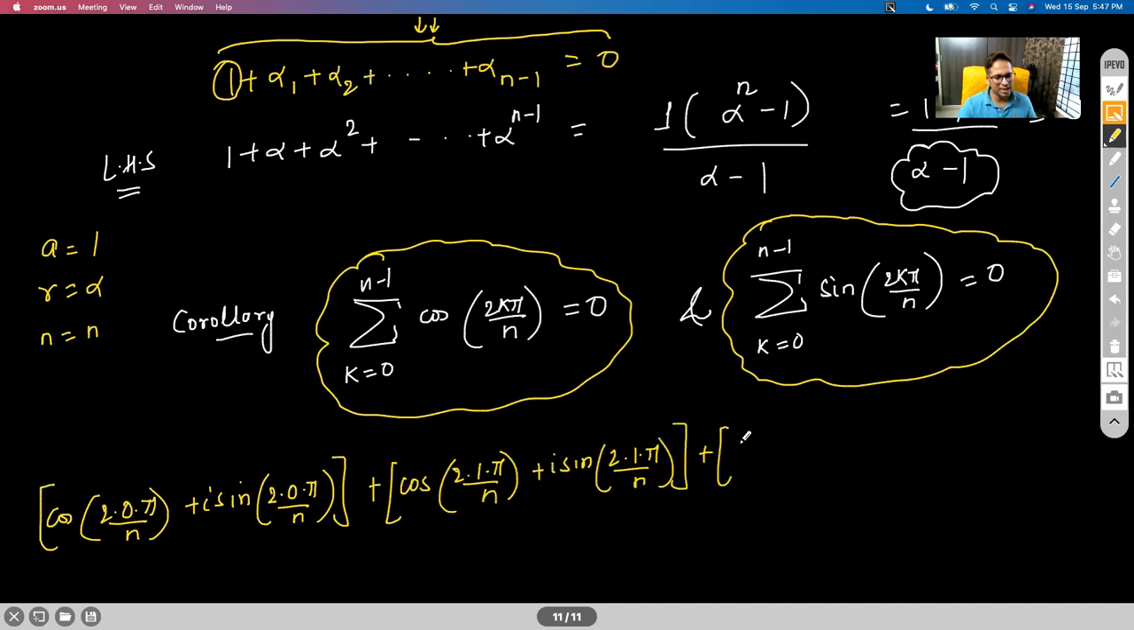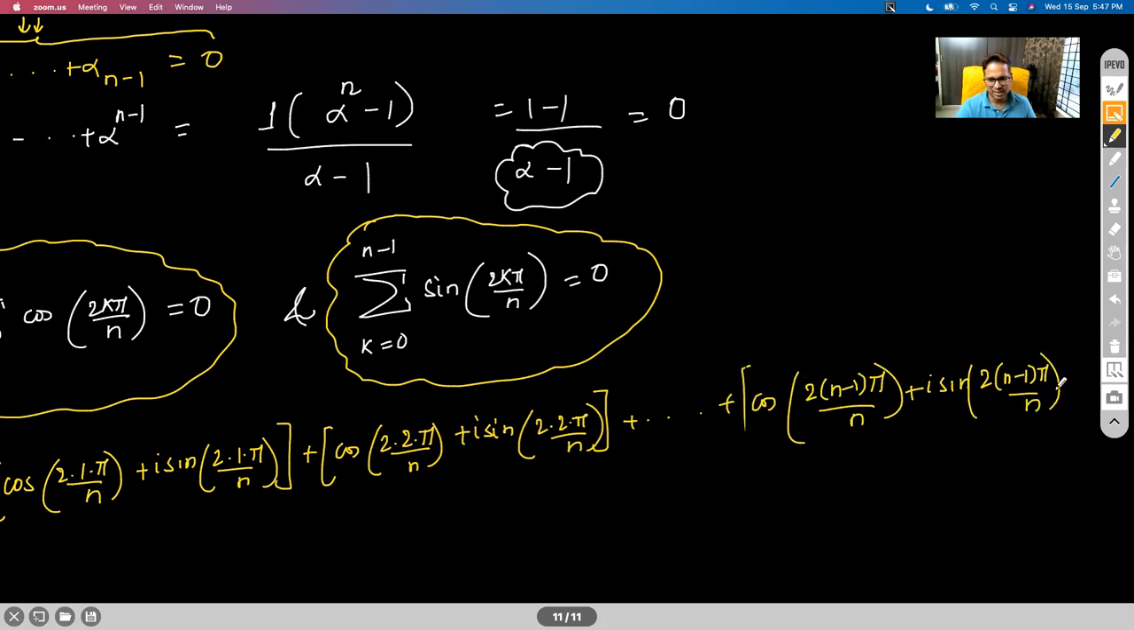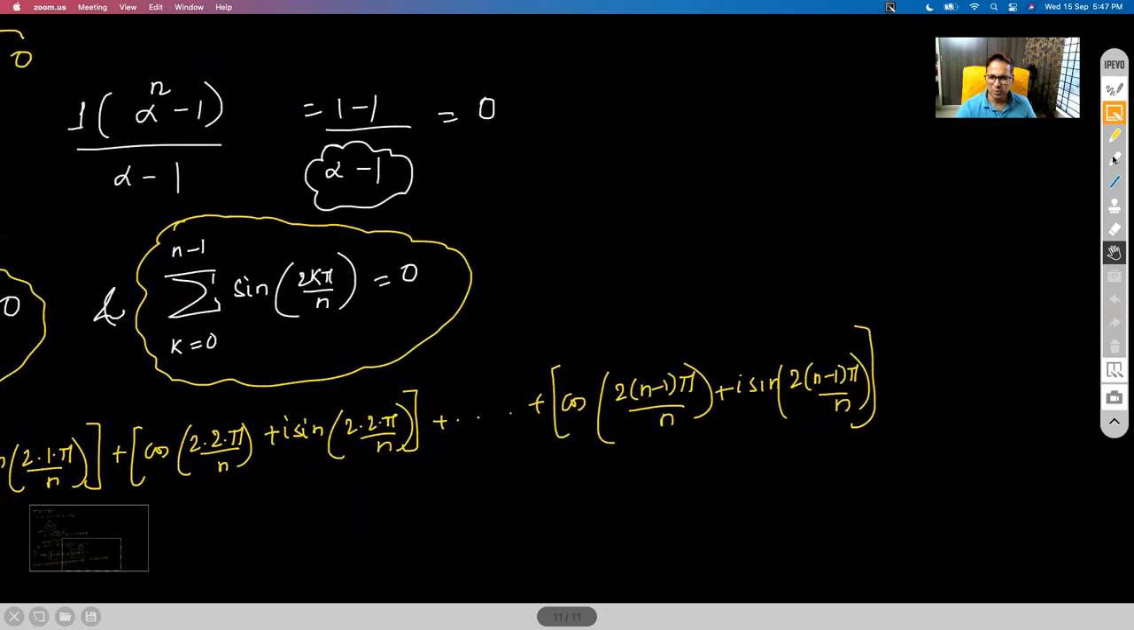Similarly, alpha square was cos 4 pi by n plus i sine 4 pi by n, so cos 2 into 2 pi by n plus i sine 2 into 2 pi by n. If I continue till your nth term, till your last root, it is cos 2(n minus 1) pi by n plus i sine 2 into (n minus 1) pi by n. This is equal to 0.